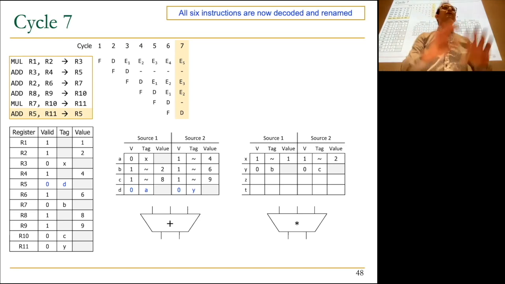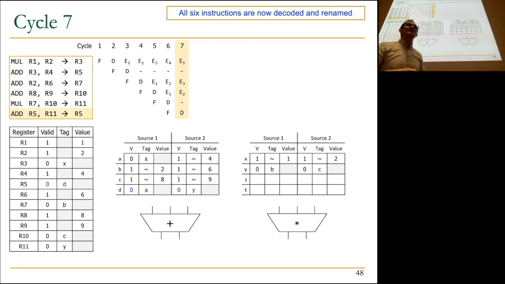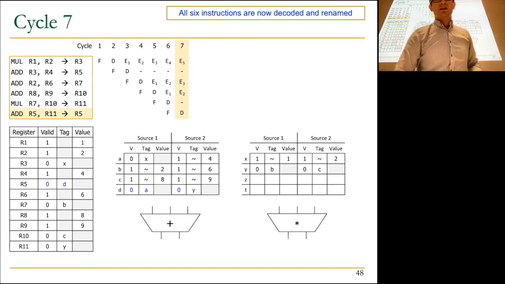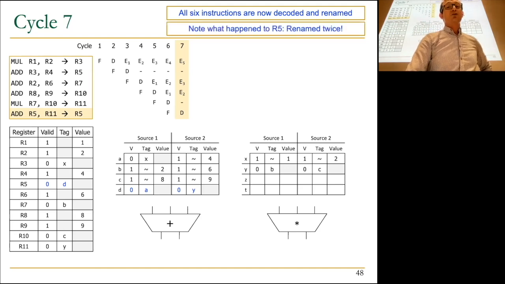Okay, so nobody will get the wrong value over here because we're always updating or renaming the registers in program order. So also at this point, all 6 instructions are decoded and renamed, as you can see. Note what happened to R5. It was renamed twice. First, it was renamed to A, which happens to be this instruction that's producing one definition of R5. And then it was renamed at the end by this instruction to D.